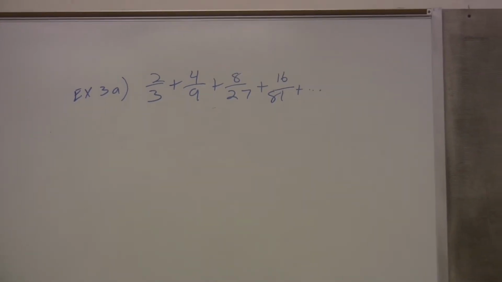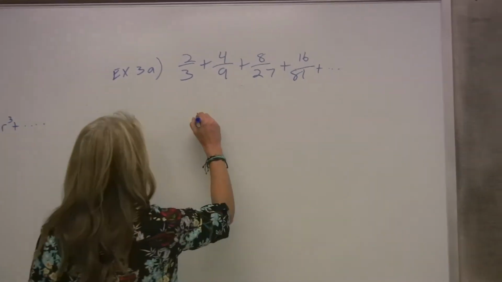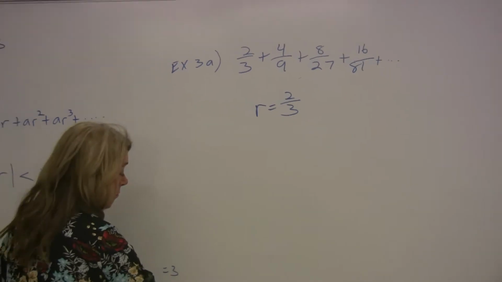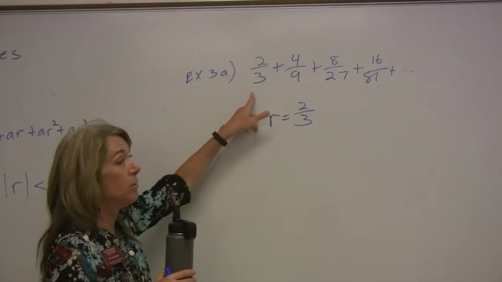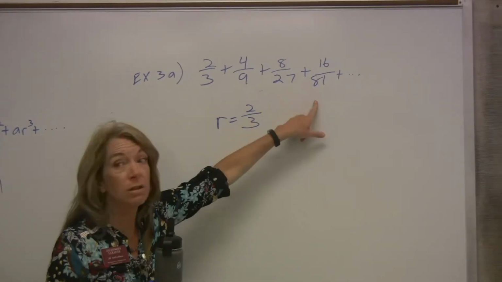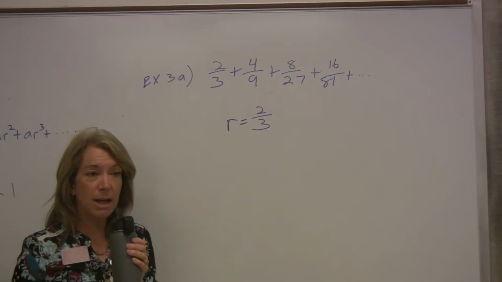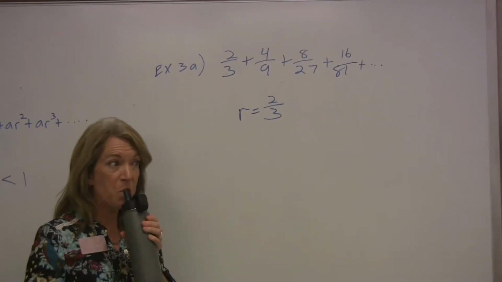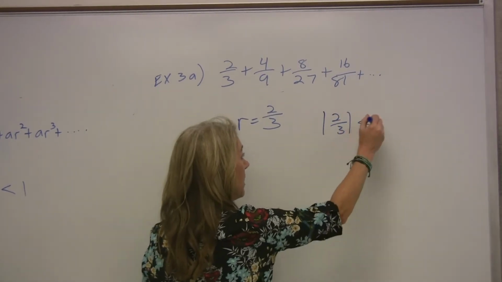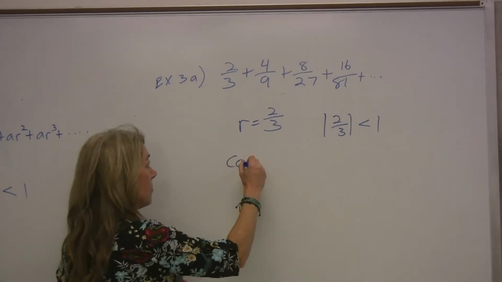It should be 2/3. First we have to find the ratio. Carlos already thinks he has it. Ratio equals 2/3? We agree with him? Multiply this by 2/3, you'll get here. Times 2/3, you'll get here. Times 2/3, you'll get there. So that should be enough to decide whether or not it converges. Absolute value of 2/3 is definitely less than 1. So it converges.